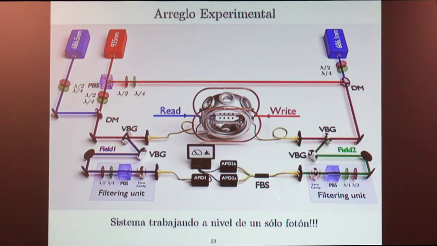And then we need a lot of isolation. So here I have around 160 dB of isolation, and the transmission is around 40%. So it's not that bad a transmission.